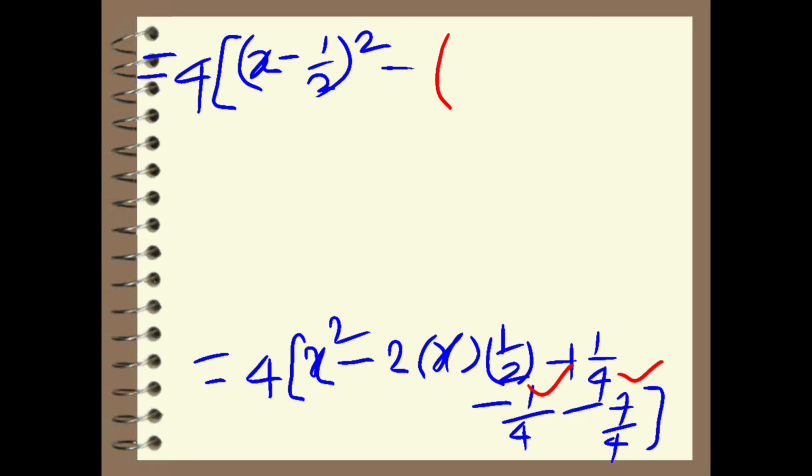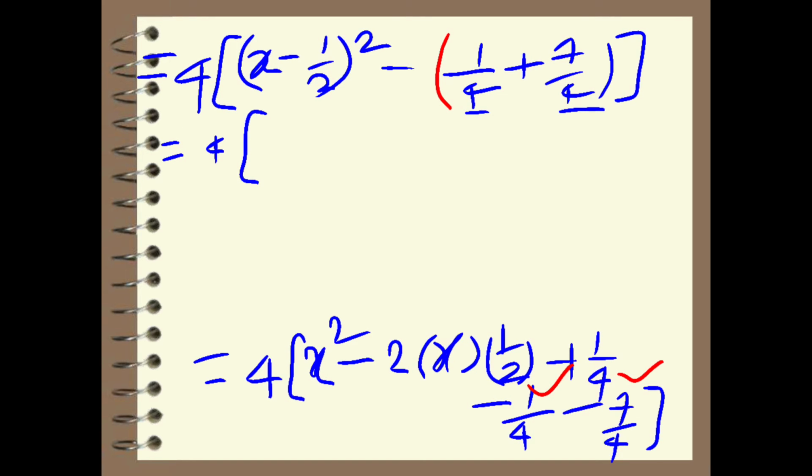Then what can we write here? 1 by 4 plus 7 by 4. Okay, what is 1 by 4 plus 7 by 4? 8 by 4. Because both have the same denominator, the LCM is same. If the LCM is same, they are called like fractions. If they are like fractions, we can add the numerators directly. Okay, so already you know it. So the denominators are same here, so we can add the numerators. 7 plus 1 is 8. So x minus 1 by 2 whole square minus 8 by 4.